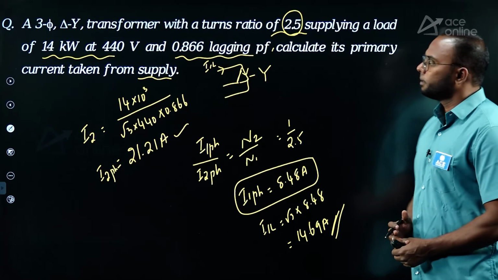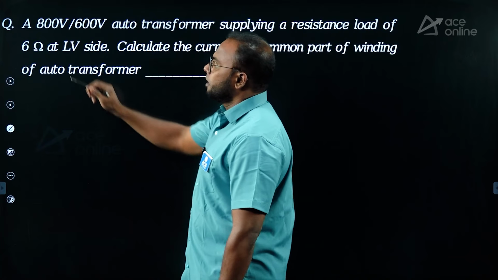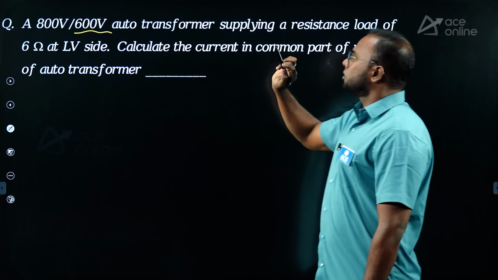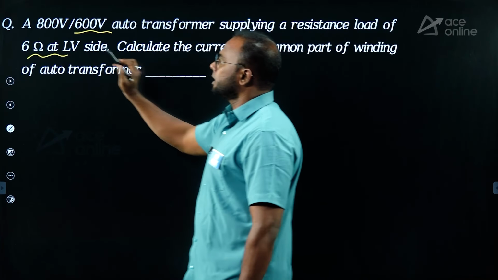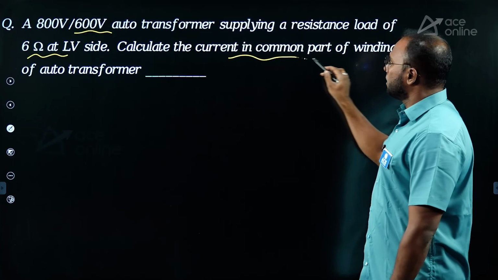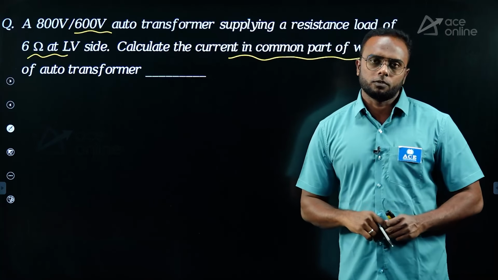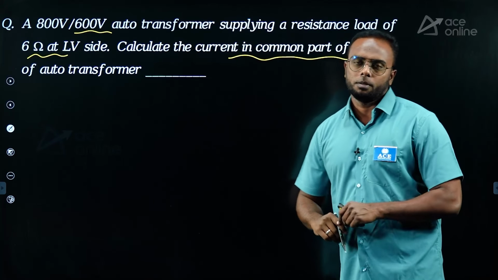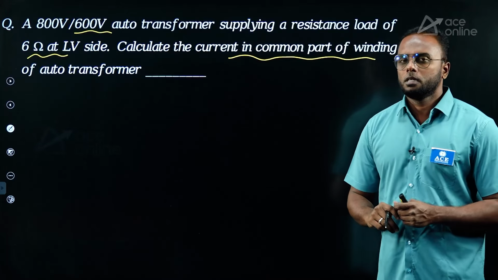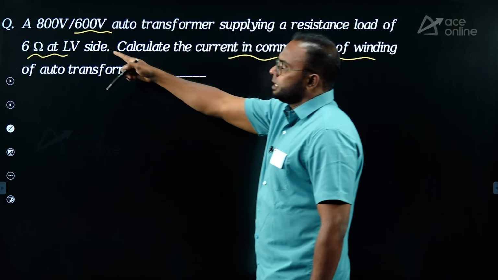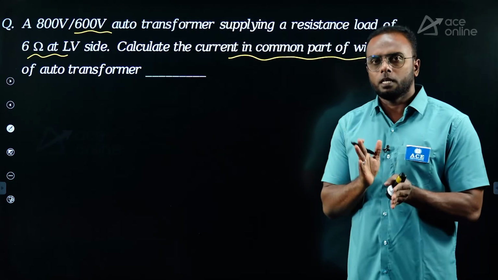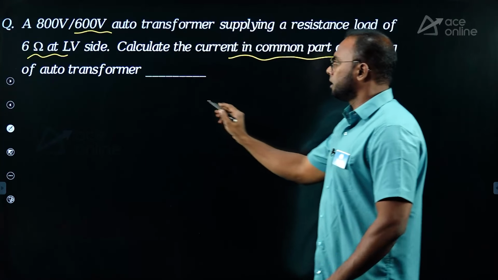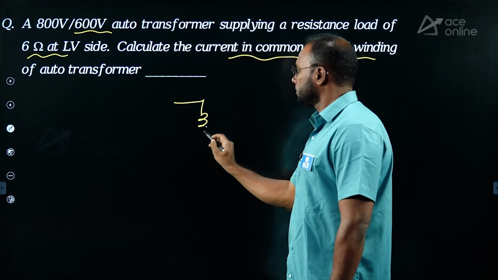Okay, next question. Next series question. A 800 volt by 600 volt auto transformer supplying a resistive load of 6 ohm at LV side. Calculate current in common part of winding of auto transformer. So here figure is very important. First, what is the primary side voltage here? 800. Secondary voltage 600. Means primary should be 800 volts, secondary should be 600 volts. Then the figure will be in this way.